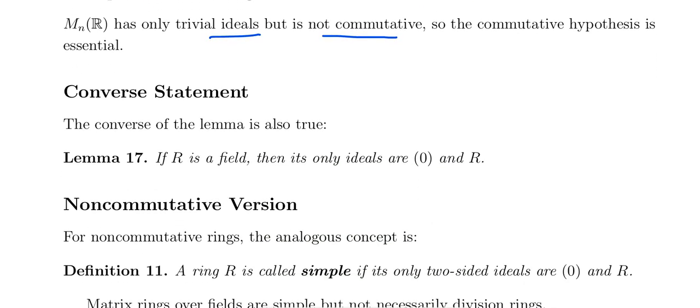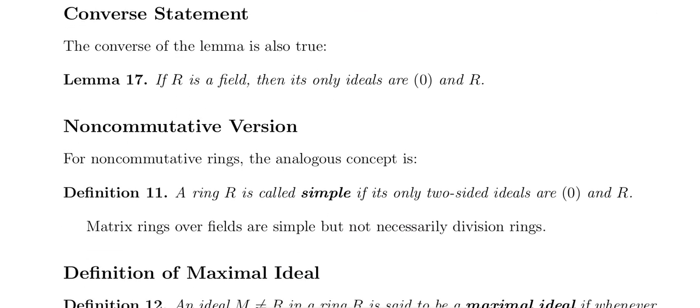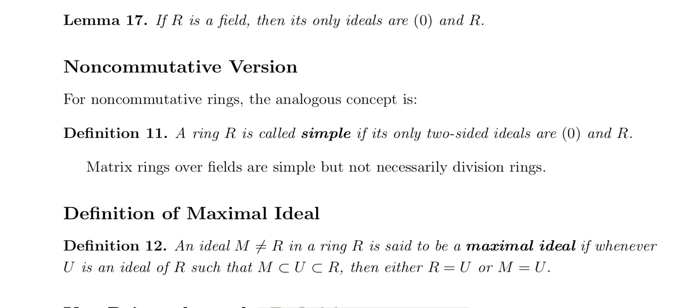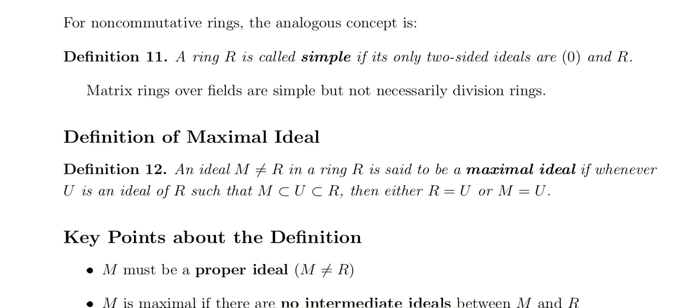So the converse of the lemma is also true. If R is a field, then only 0 and R are ideals. For a non-commutative ring, the ring R is called simple if the only two-sided ideals are 0 and R. The field is simple but not necessarily a division ring.